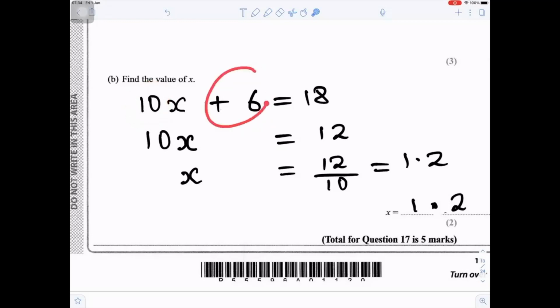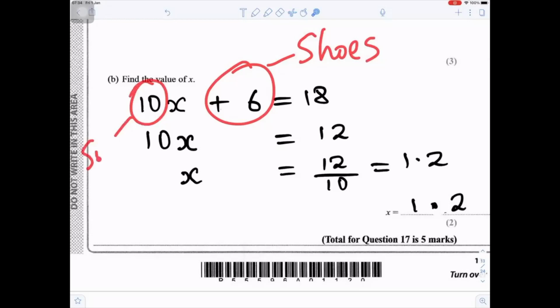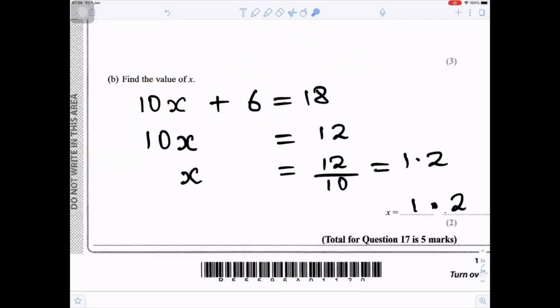It's like removing your shoes. The 6 is like your shoes, and the 10 is like your socks. Which one do you remove first? Your shoes before your socks? It's not possible to remove your socks before your shoes without damaging it. So we want to remove the 6. So 18 minus 6 is 12. So we've removed the 6.